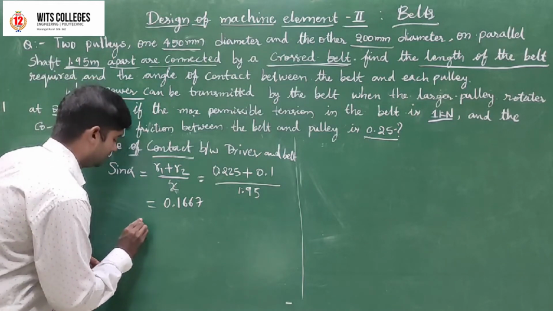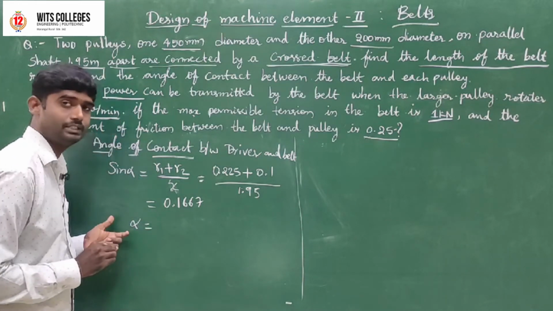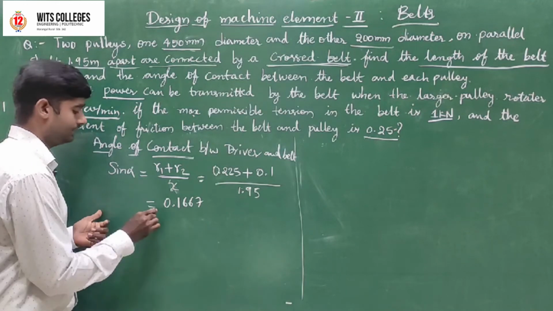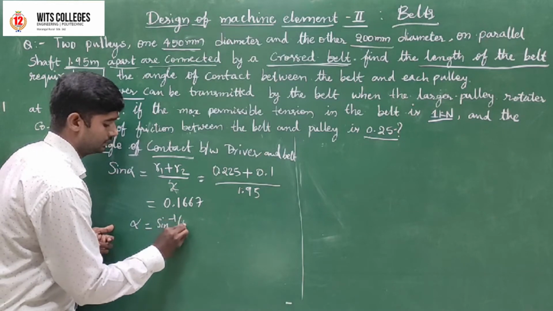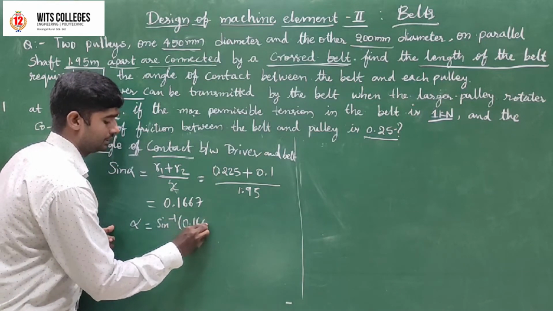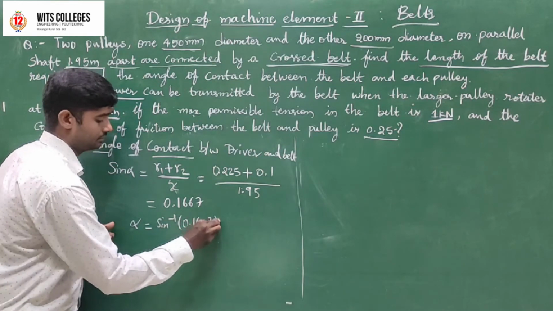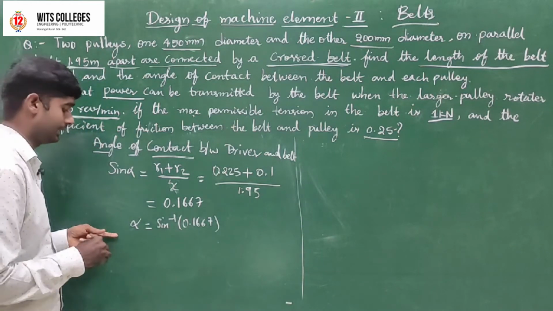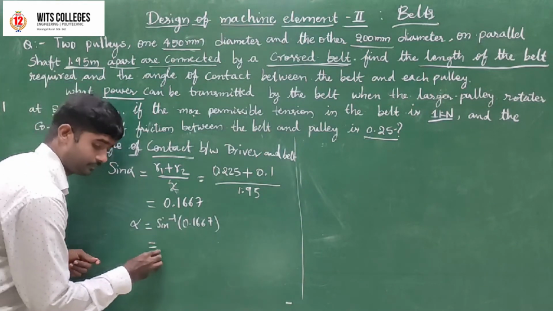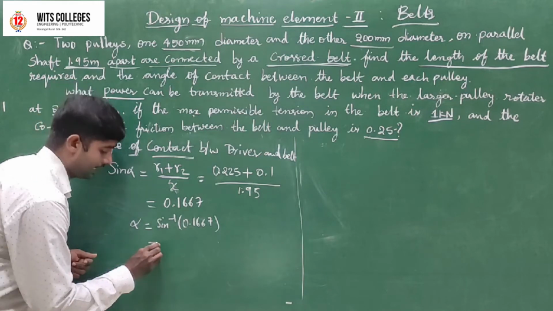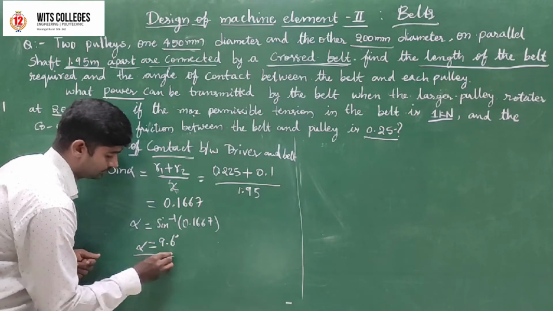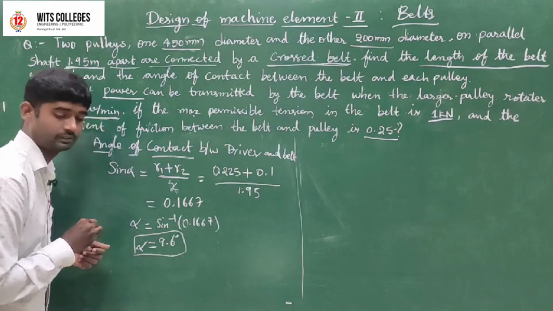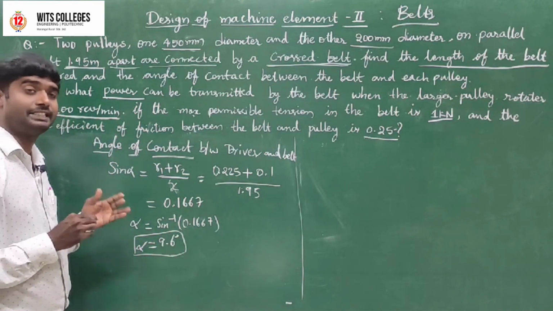Next, alpha is equal to sine inverse of 0.1667. Then alpha is equal to 9.6 degrees.